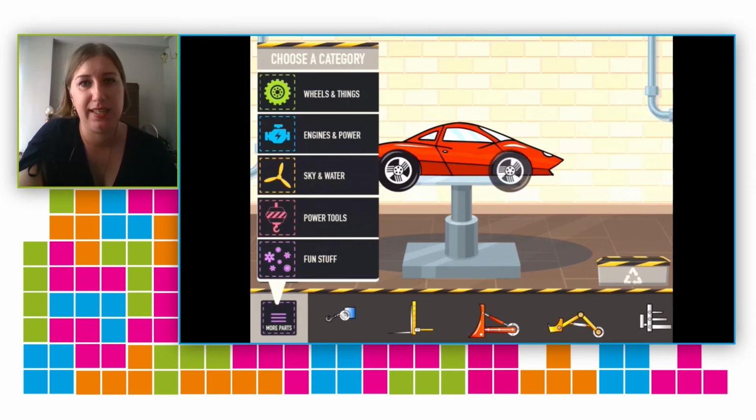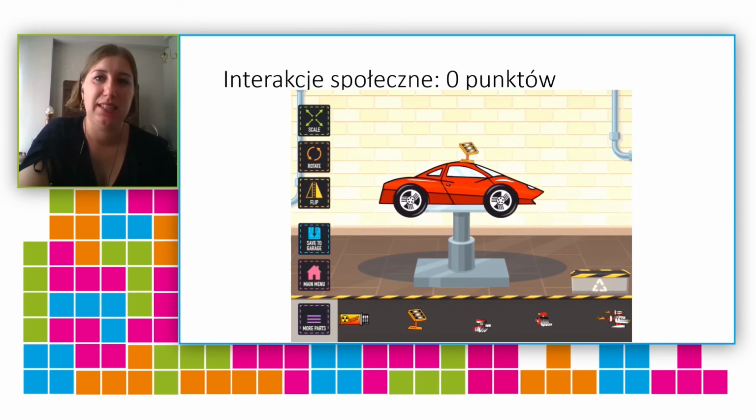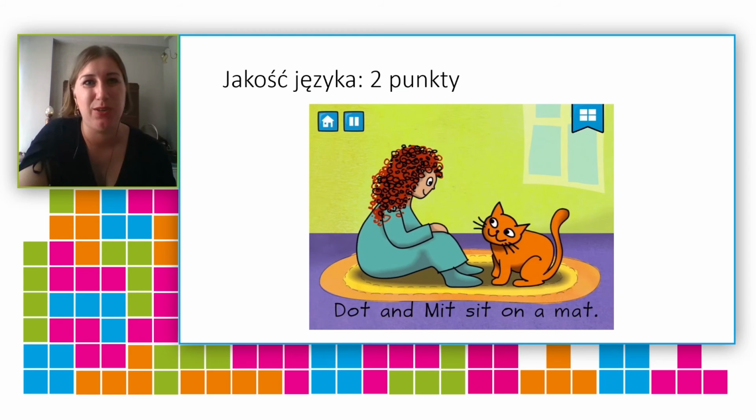And here we have an application that scored 0 for social interactions, because there was nobody to pilot a child that needs to repair a car in a car repair, but there is no narrative, there is no instruction. It's extremely difficult to figure out what is happening and what is to be done.